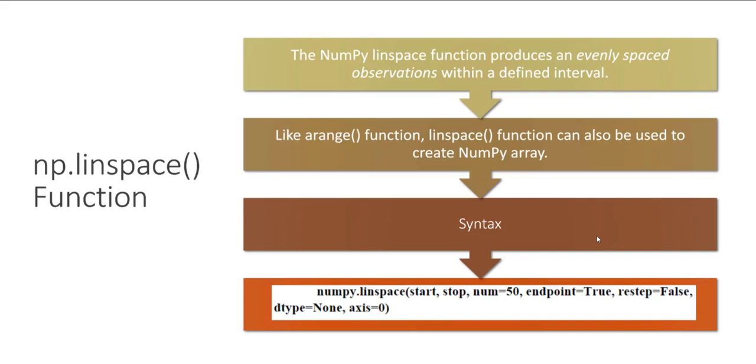The next parameter is endpoint. If it is true, then the value indicates the stopping value and it is included in the interval. The next parameter is restep and the value is false. The dtype parameter specifies the data type and axis specifies the dimension of an array. So let's see an example for better understanding of the concept.